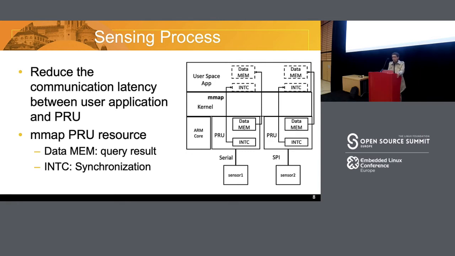Currently, we map two types of PRU resource. One is the data memory, which stores the query result, and the other is the INTC, which is the PRU's interrupt controller. And we can use INTC for synchronization between the user's app and the PRU.